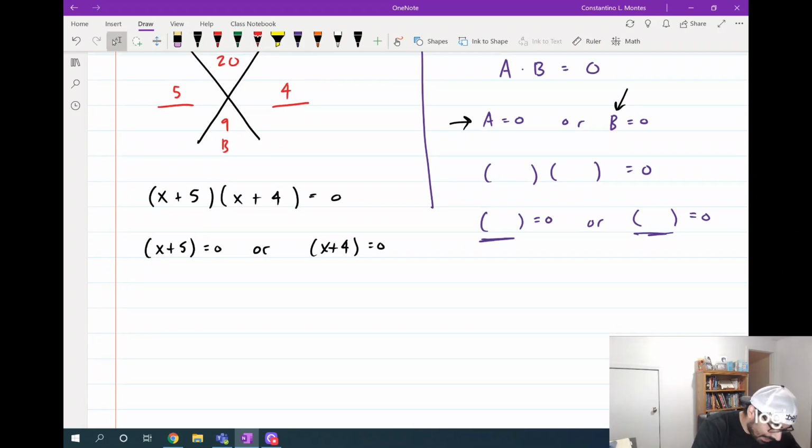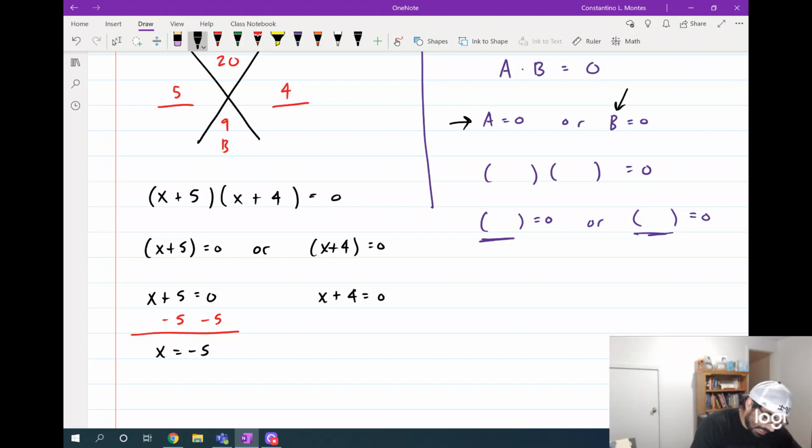So now in this case, I'm going to solve two separate equations. I'm going to drop the parentheses and write x plus 5 equals 0. And I'm going to drop the parentheses on the right and say x plus 4 equals 0. Now I just have a simple one-step equation to solve. I'm going to subtract 5 from each side here, and I'm going to end up with x equals negative 5. And I'm going to subtract 4 from each side here, and I'm going to end up with x equals negative 4.